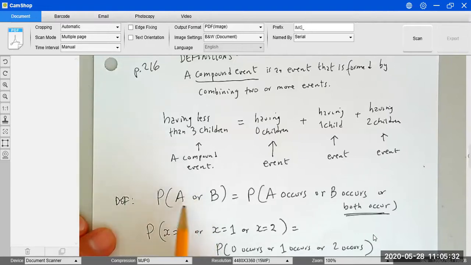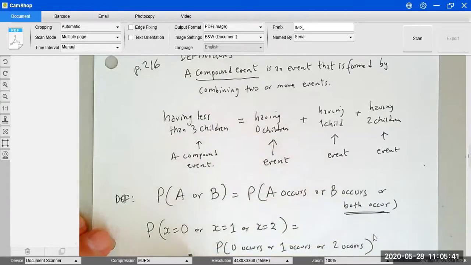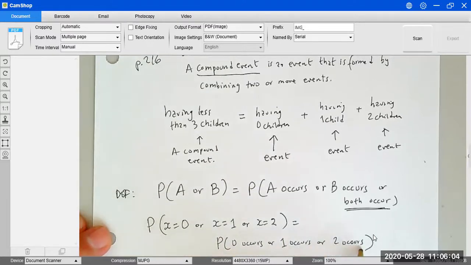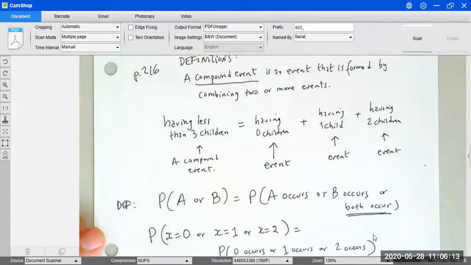The OR operator. The probability of A or B is going to be the probability that A occurs or B occurs or both occur. So in this case, the probability of having less than 3 children is going to be the probability that X equals 0 or X equals 1 or X equals 2. In this case, there is no chance that X is going to have all the three values. So it's just 0 occurs or 1 occurs or 2 occurs. But you cannot say, oh, both of them occur. That's not possible. So you either have 0, 1, or 2 children.